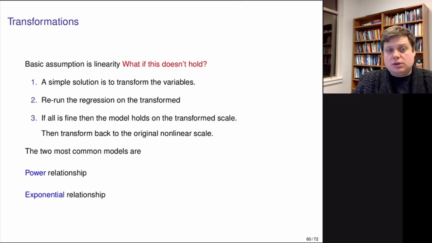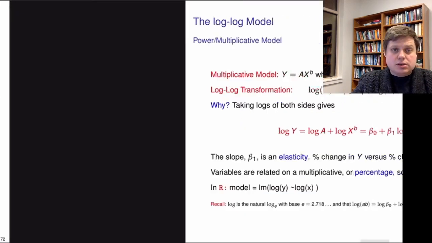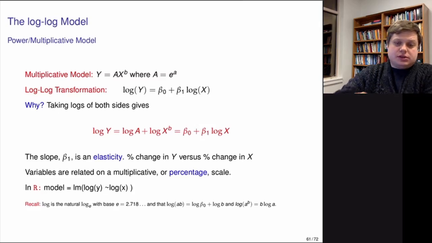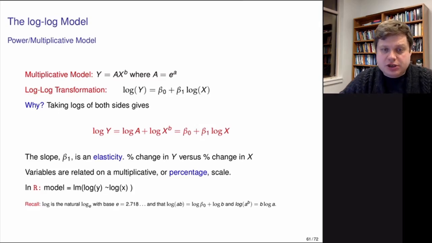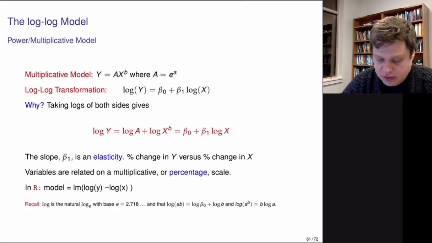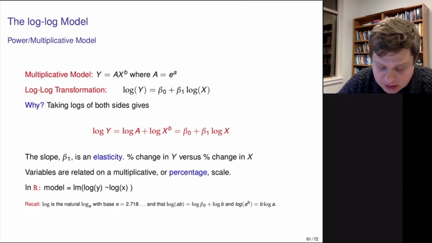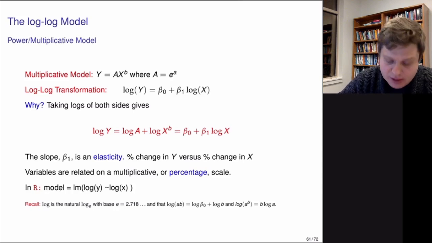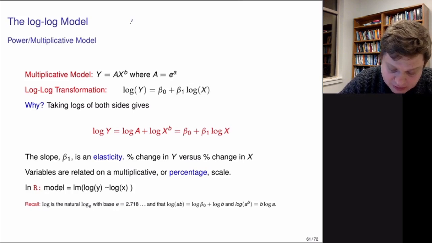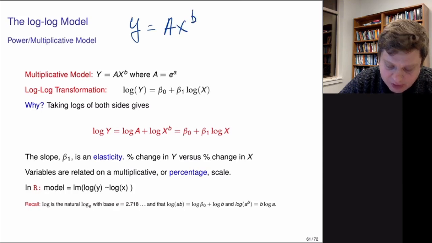The two most common cases of models that are not linear but can be made linear by changing the scale are the power relationship and the exponential relationship. So let's look at one of those examples where the relationship is not linear, but by changing the scale we can make things linear. The first example is the multiplicative model, where y and x are related through a multiplicative formula. So y is just a x to the power b.